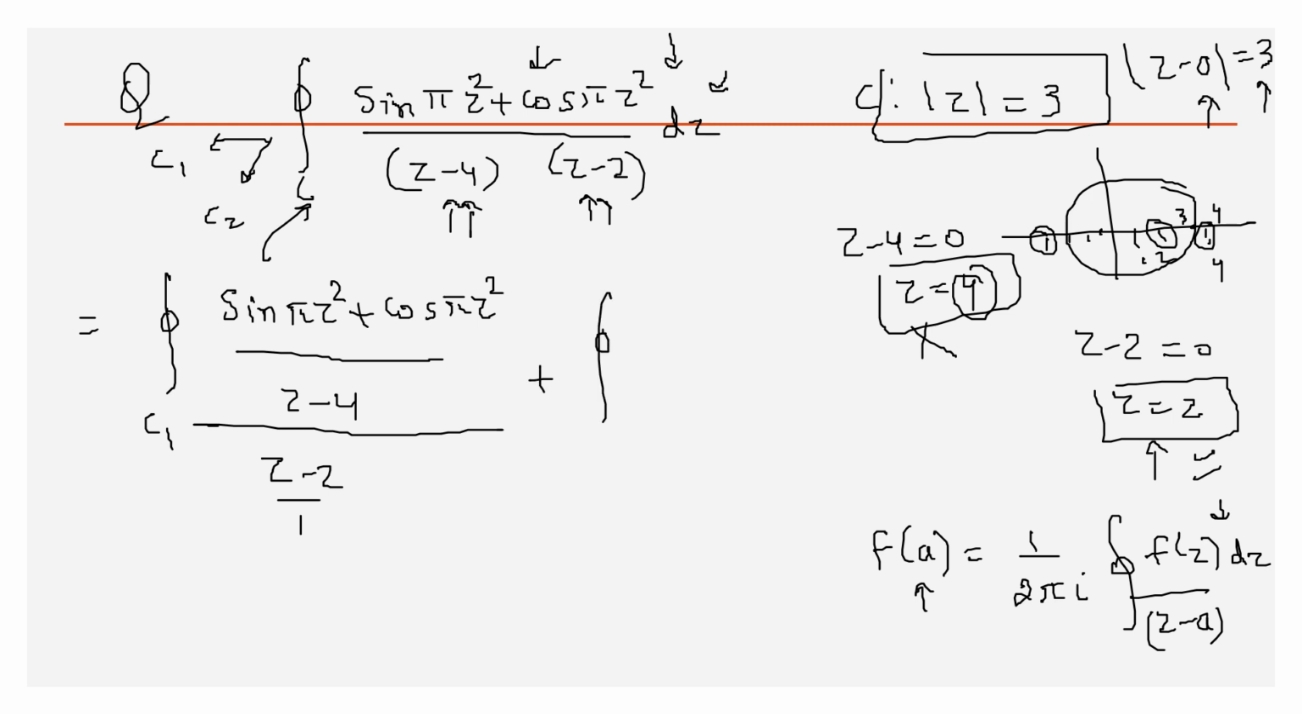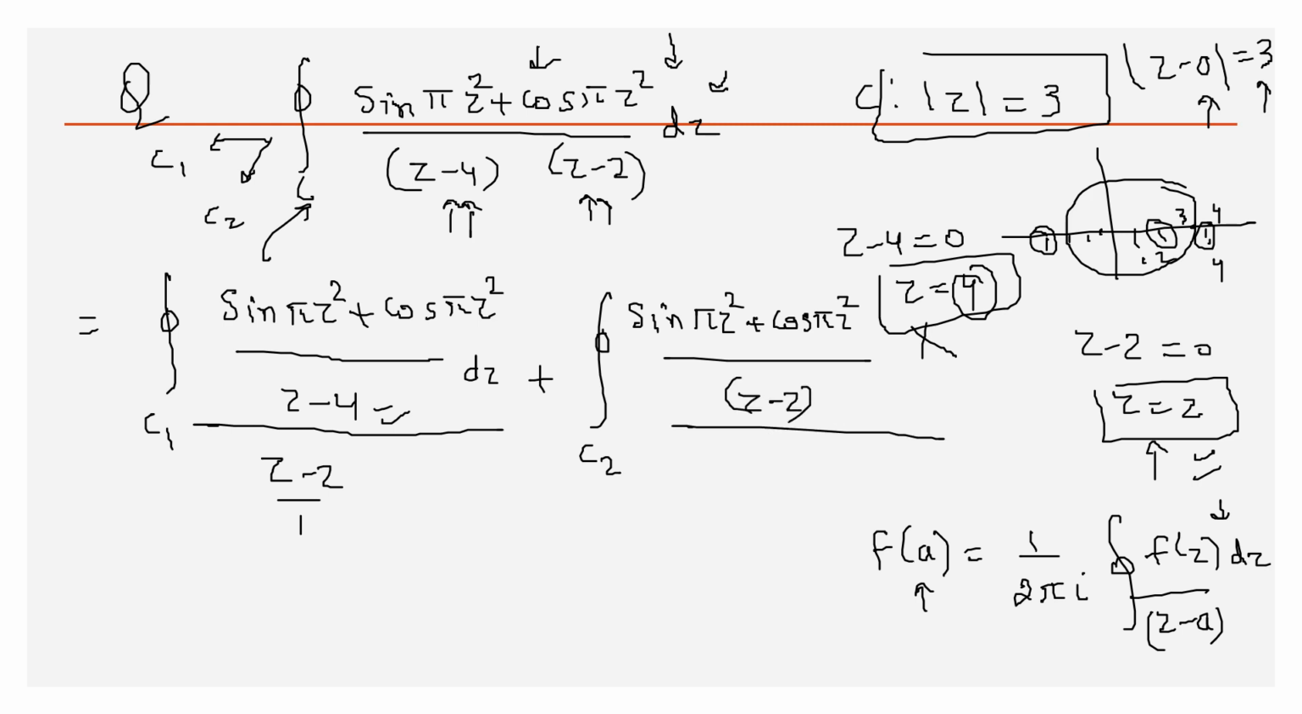Similarly, for another region, don't forget to put dz here. I am now taking up another pole. Instead of z minus 4, I am taking another pole, z minus 2, and I am taking z minus 4 in denominator. Again, it will give you this form only. It is something like splitting the limits, correct?